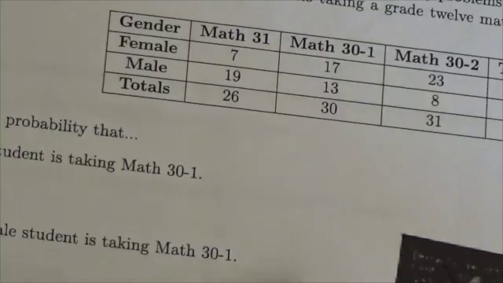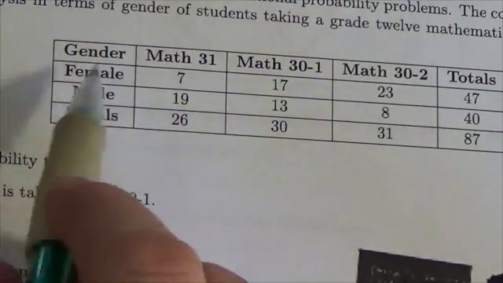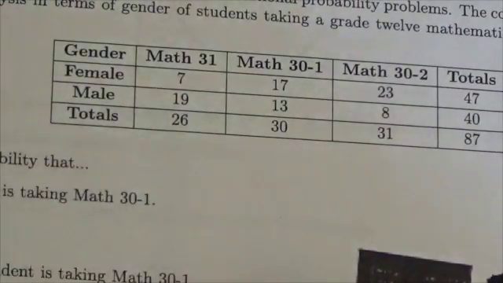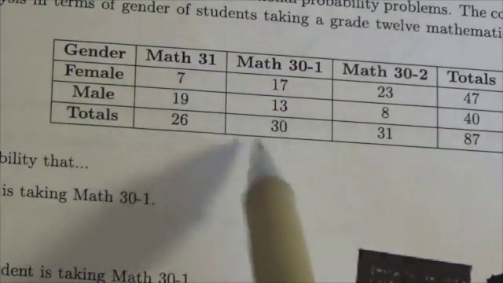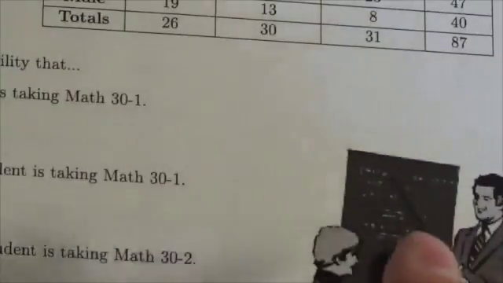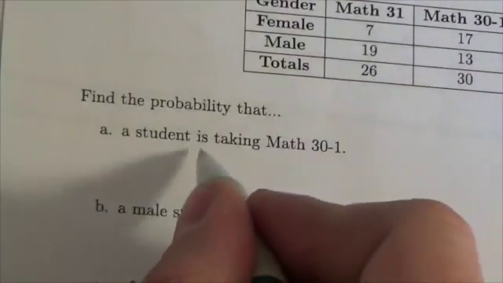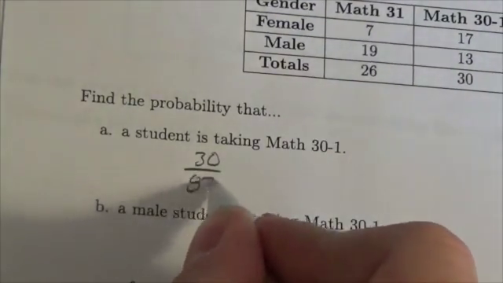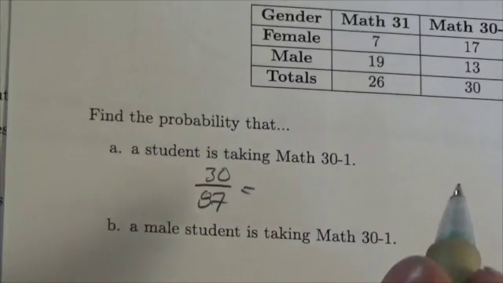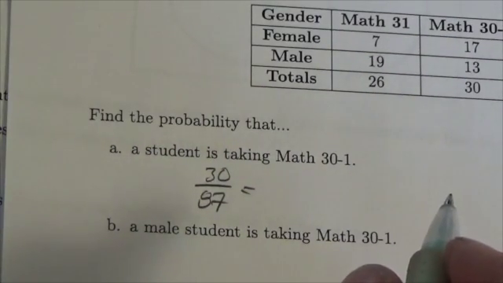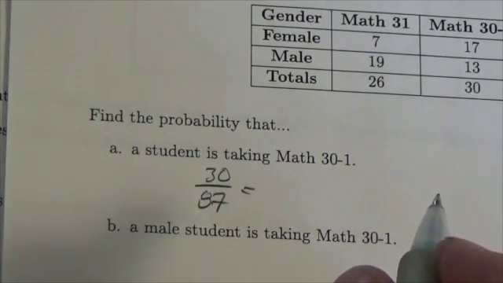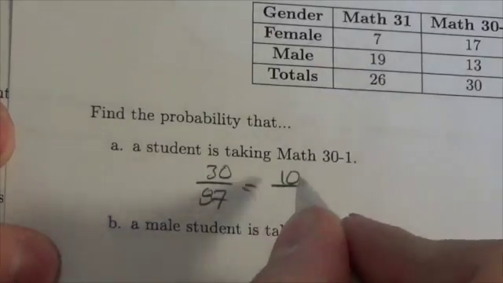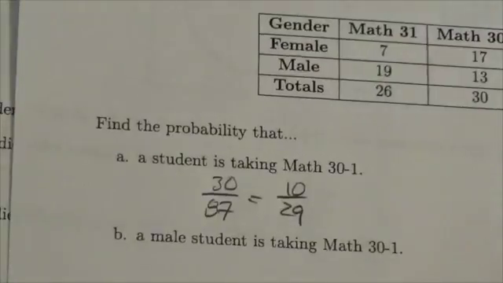Okay, so let's just take a quick look here. 30-1, this question has nothing to do with male or female. It's not specifying that. So for Math 30-1, there are 30 students out of the total of 87 students. Okay, and so that is going to be 30 out of 87. And I suspect that can be simplified. In fact, I know it can. I'm just going to double check my calculator here because I don't want to screw that up. And that'll be 10 out of 29.